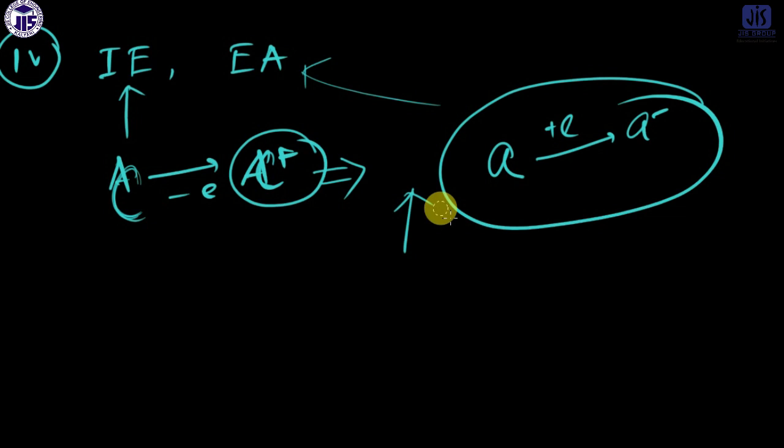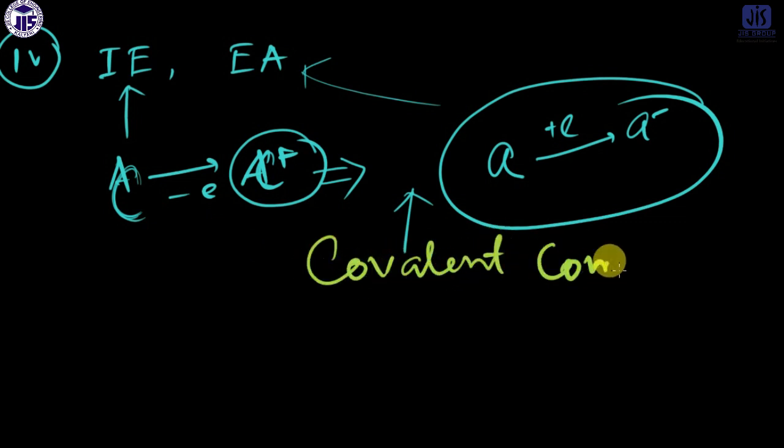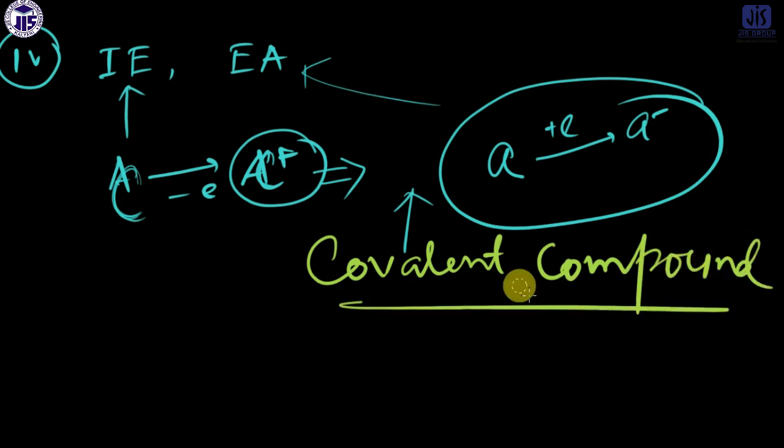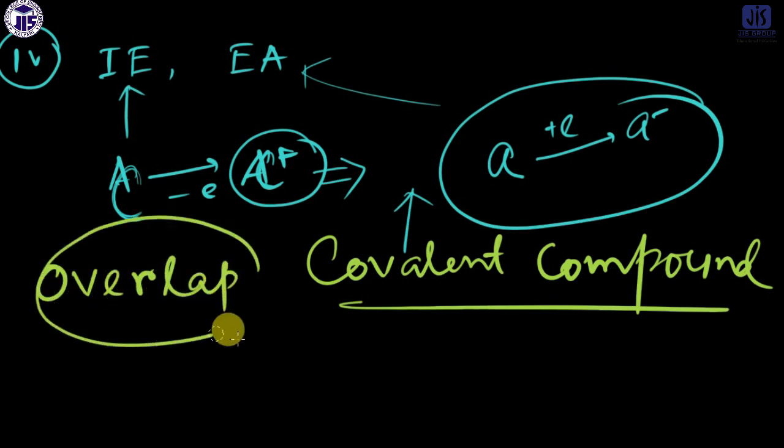So these are the conditions of the ionic compound, and then we'll move to the discussion about the covalent compound. If we think about the covalent compound, what I told you is that a covalent compound is generally formed by the overlapping of the orbitals. We have to keep in mind that there must be some overlap of the orbitals.